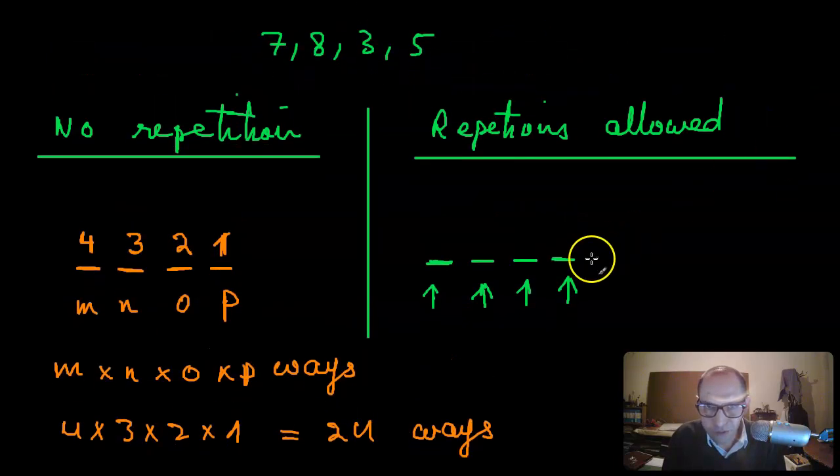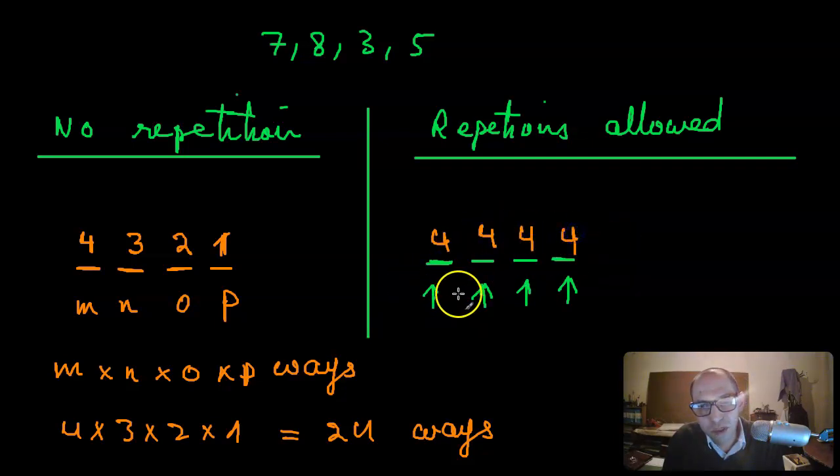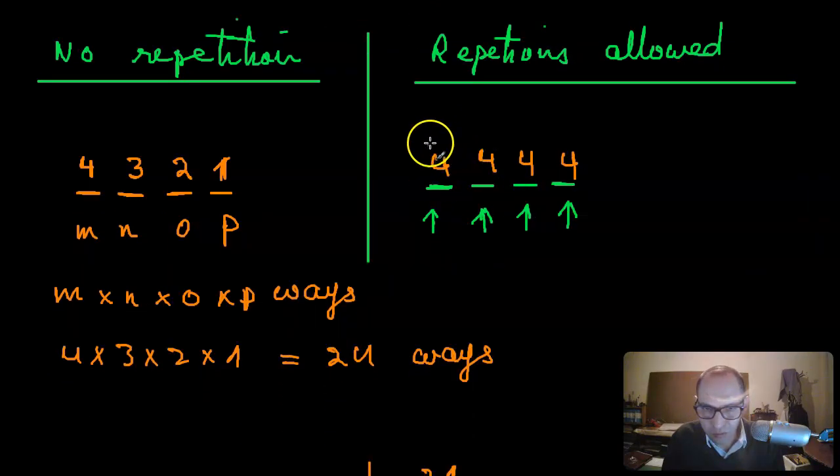But then if repetition is allowed, there are four ways of choosing a digit for this place value. Since there is no limit on repetition, again you can choose from four digits here, four digits here, and four digits here. Meaning this event can happen in four ways, this event can happen in four ways, and so on and so forth.